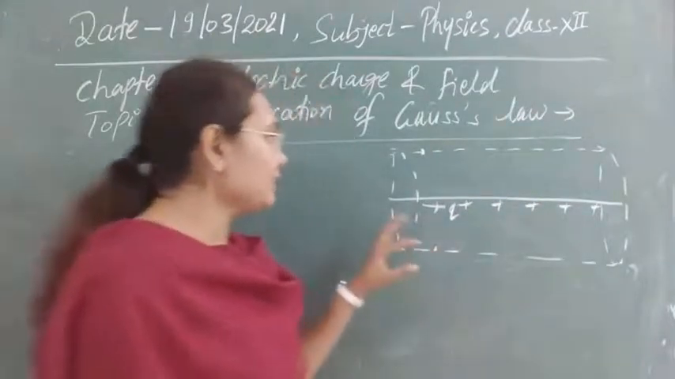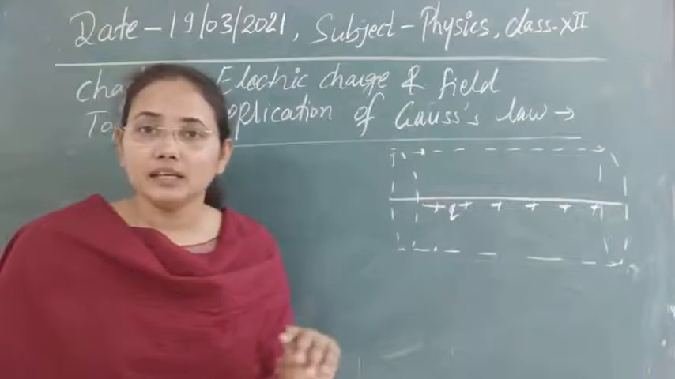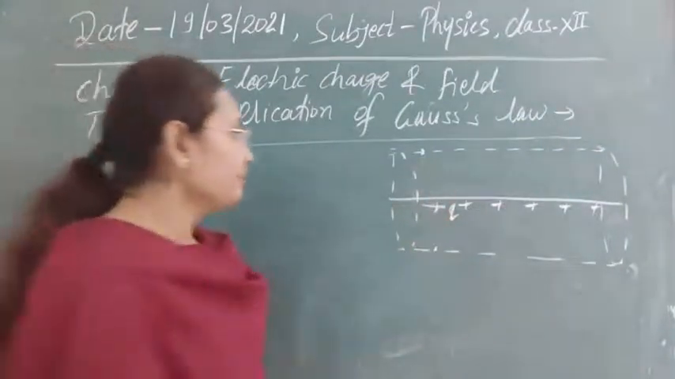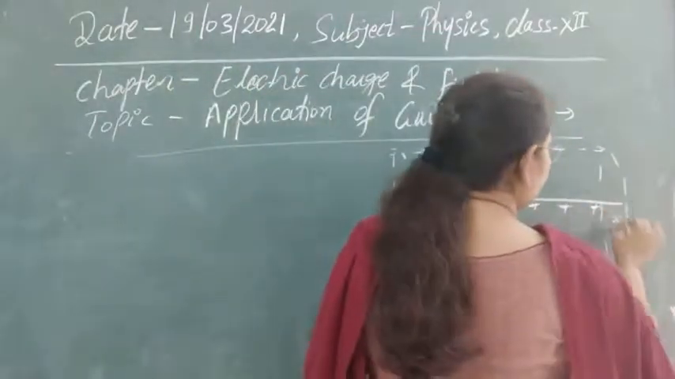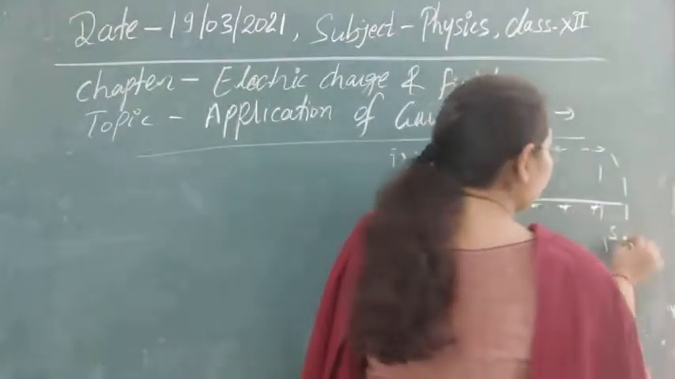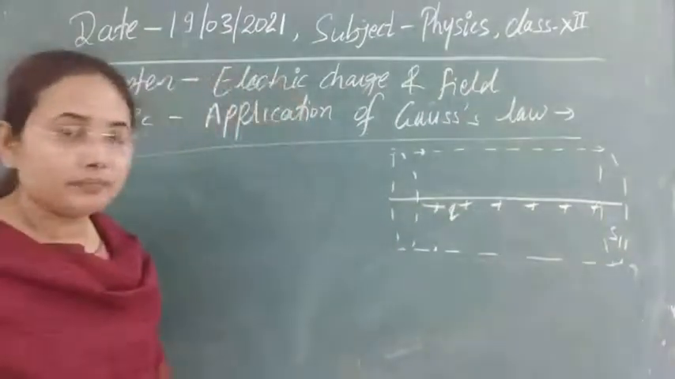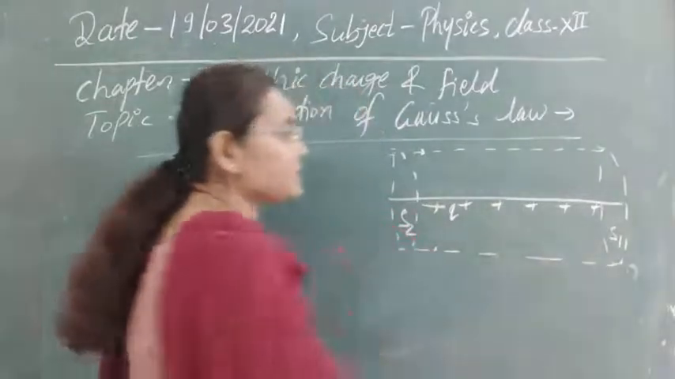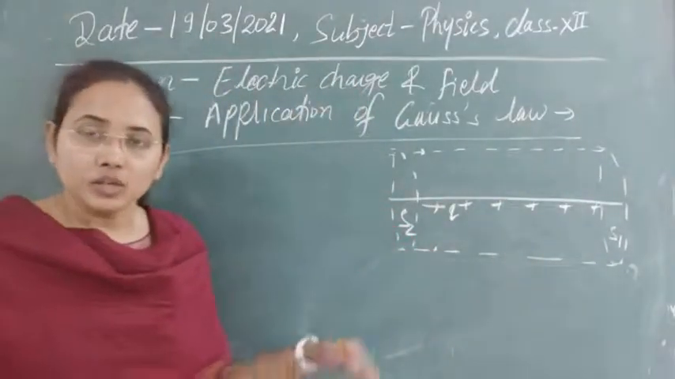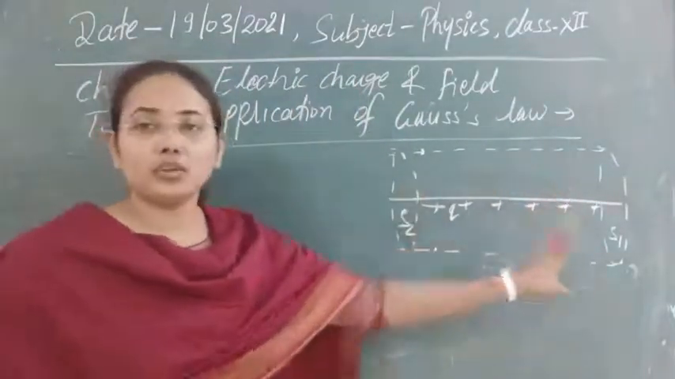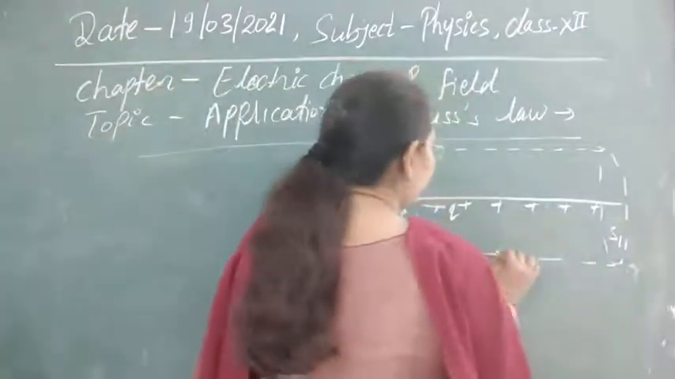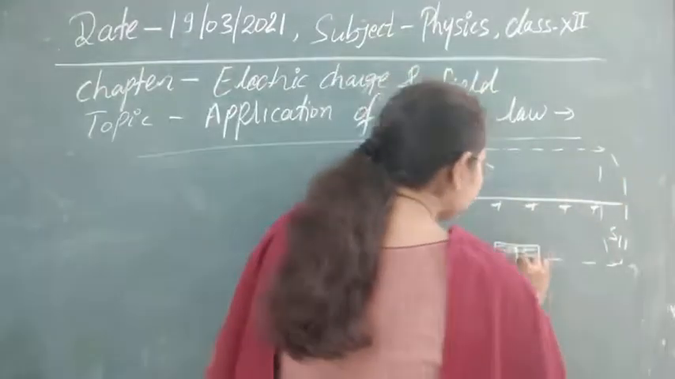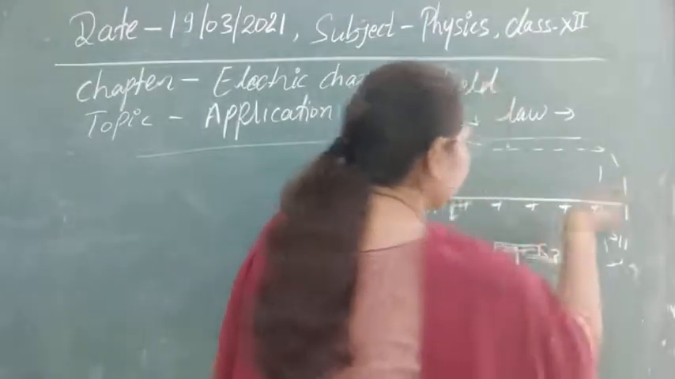In this case there are three areas enclosed by this cylinder. The first is the curved surface, which I am calling S1. This circular surface is S2, and this other circular surface along the axis of the cylinder I am taking as S3.